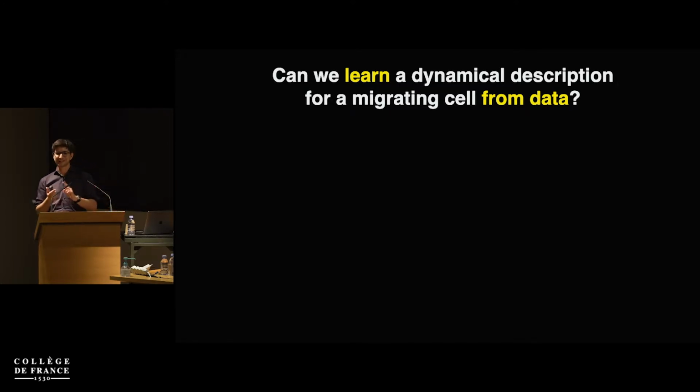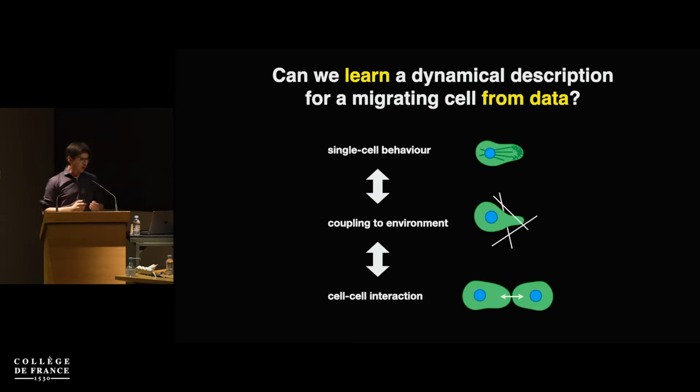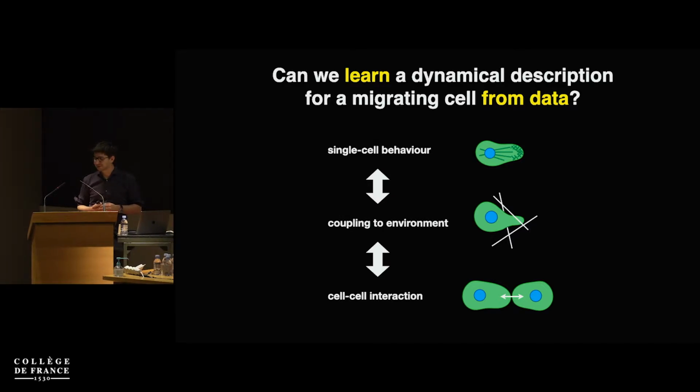It's hard because it's not clear a priori which degrees of freedom to follow in such a system, or whether it would be a low-dimensional description. It is also hard because we would have to figure out a way to somehow disentangle the innate behavior, the single-cell behavior of a migrating cell, from how it couples to its environment or how it interacts with other cells.